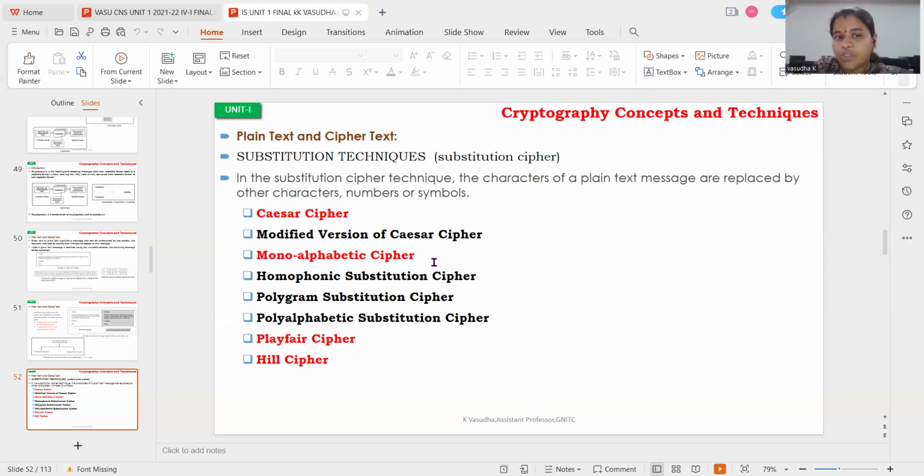When we convert from plain text to ciphertext by using substitution techniques, we have many methodologies. Those are Caesar cipher, modified Caesar cipher, monoalphabetic cipher, homophonic substitution cipher, polygram substitution cipher, polyalphabetic substitution cipher, Playfair cipher, and Hill cipher. These are all methodologies used to convert from plain text to ciphertext by using the substitution technique. Now let us see the methods.